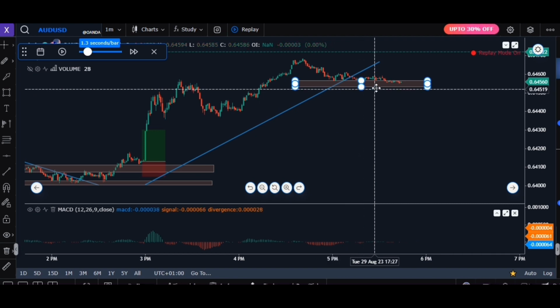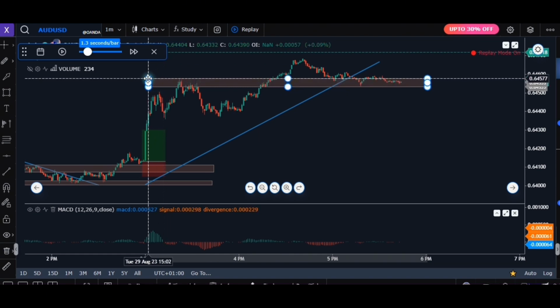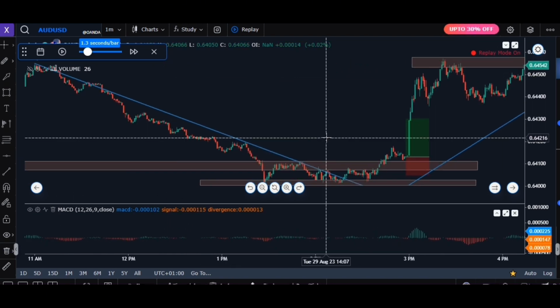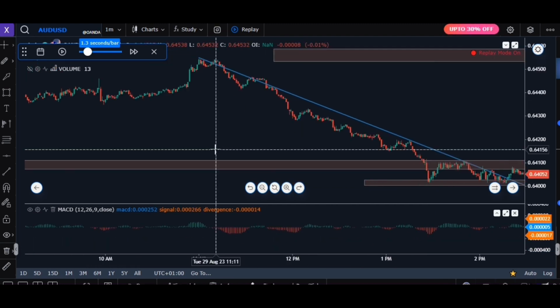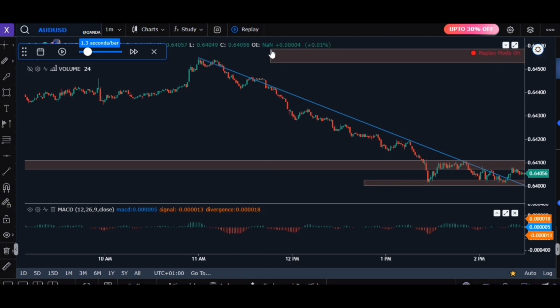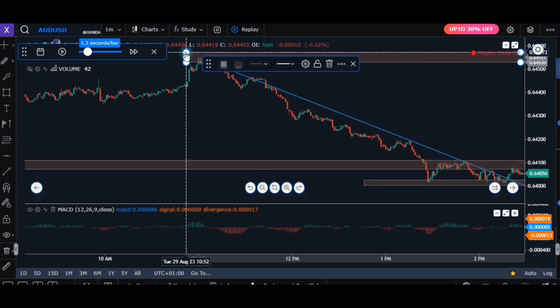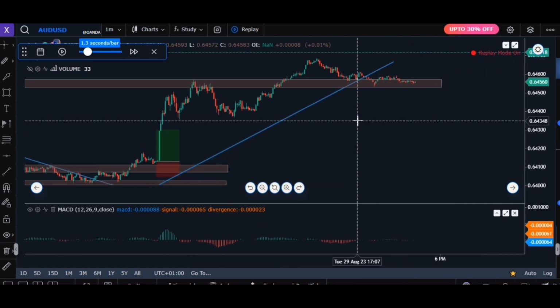So let's see. One, two, three. So we can see here, 4, 5. So it has met our criteria. So this is a verified resistance zone. That means anytime the market breaks this level, we know we have good probability that this is a downtrend.